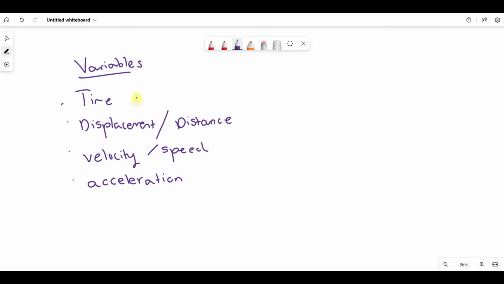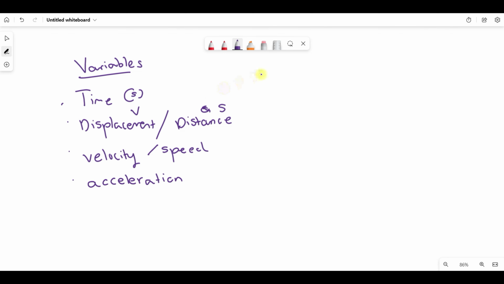In kinematics, we have 4 important variables, some of which have their scalar and vector counterparts. The first is time, which we all know about. In physics, it's commonly denoted in units of seconds. And here we have displacement or distance, in which displacement is the vector, whereas distance is the scalar.